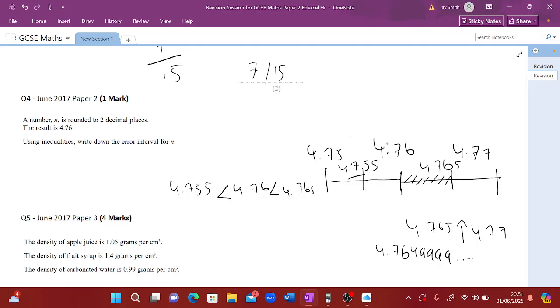However, 4.755 we can have, because even that will round up to 4.76, right? Because 4.75, and then a 5 triggers it to round up to 4.76. So it actually can be equal to that as well, because that will still round up to 4.76 to two decimal places. Okay.